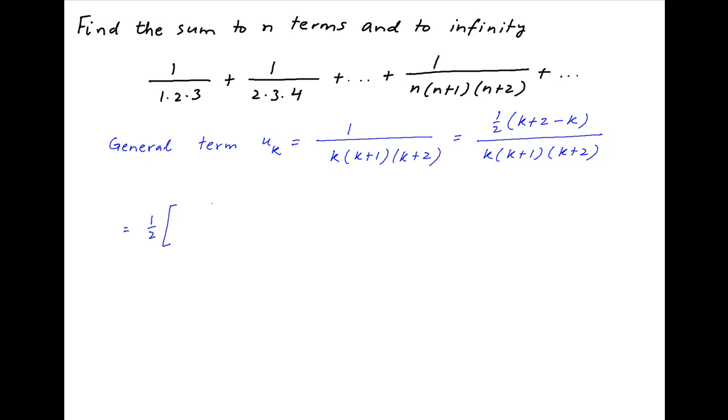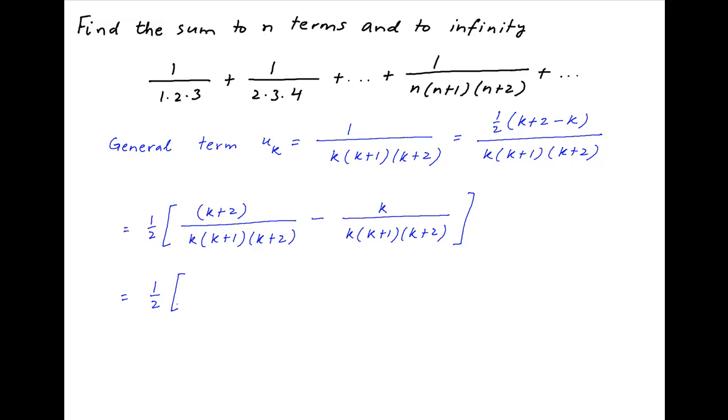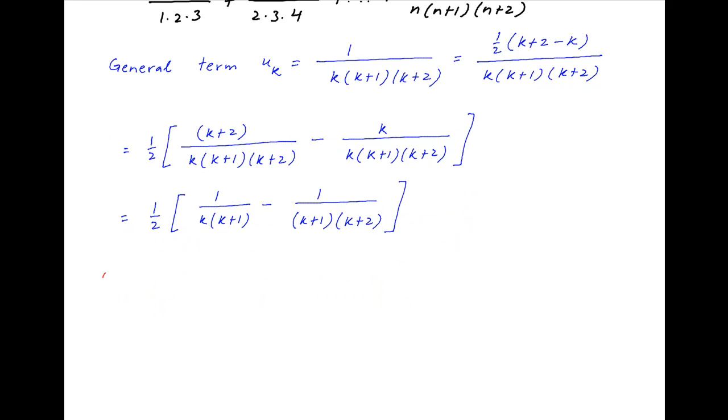The first component is half of (k plus 2) divided by k times (k plus 1) times (k plus 2). And the second component is half of k divided by k times (k plus 1) times (k plus 2). In the first term, k plus 2 cancels. In the second term, k cancels. And therefore, uk can be written as half of (1 upon k times (k plus 1) minus 1 upon (k plus 1) times (k plus 2)).